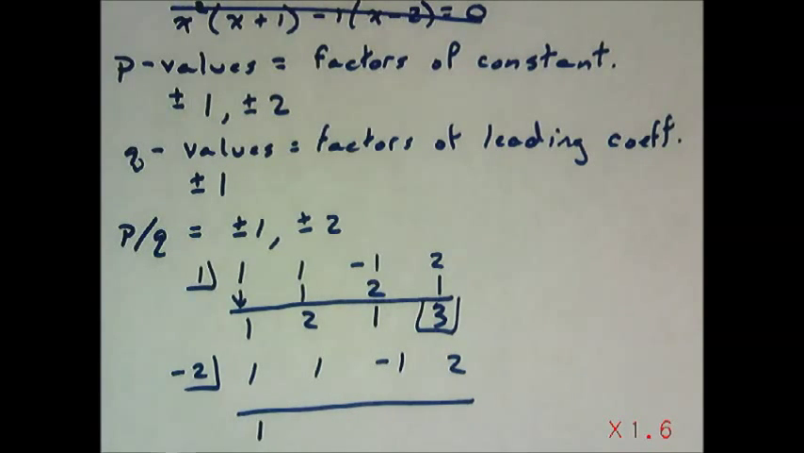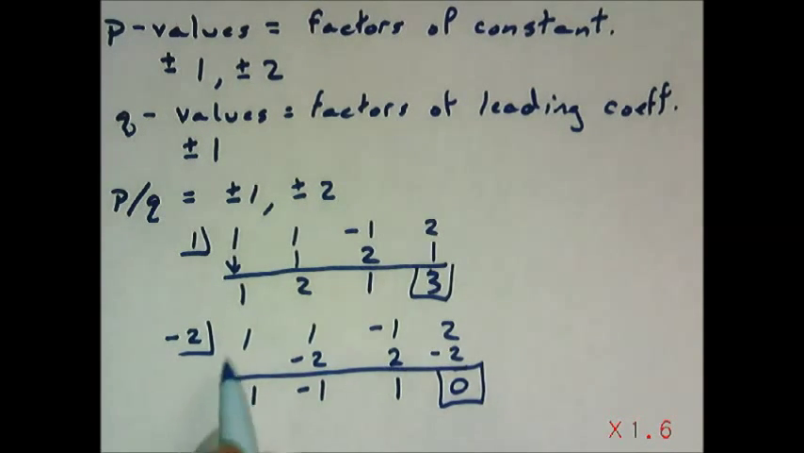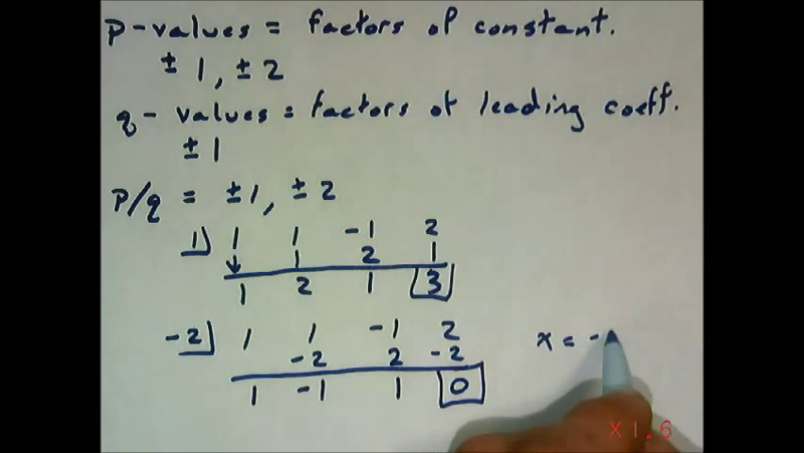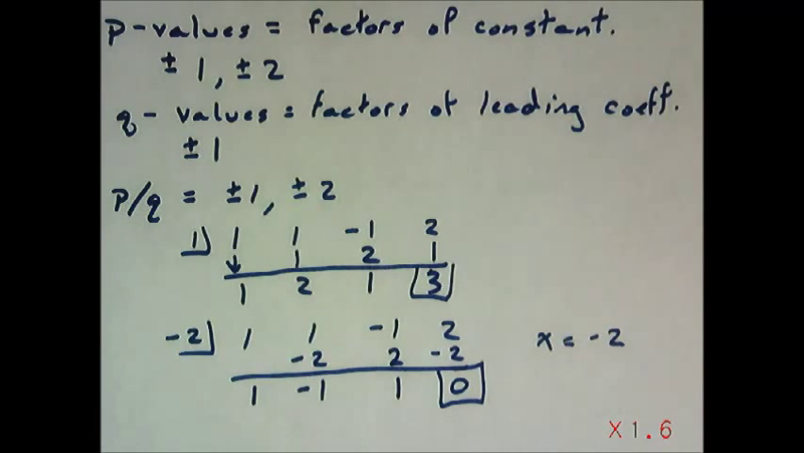Bring down my 1. Negative 2 times 1 gives me negative 2. Add down, I get negative 1, 2, 1, negative 2, 0. Notice here my remainder is a 0, so we say that negative 2 is a 0 of this function, or gives me a 0 out. So that tells us that x equals negative 2.